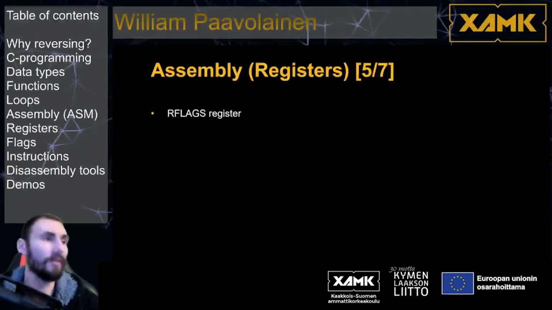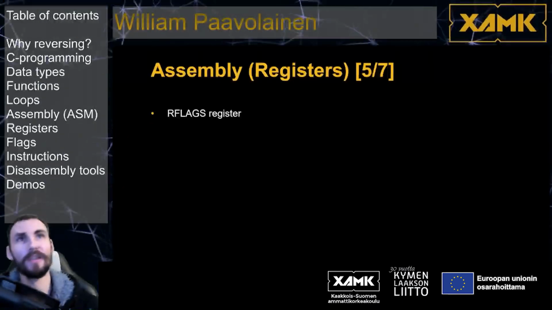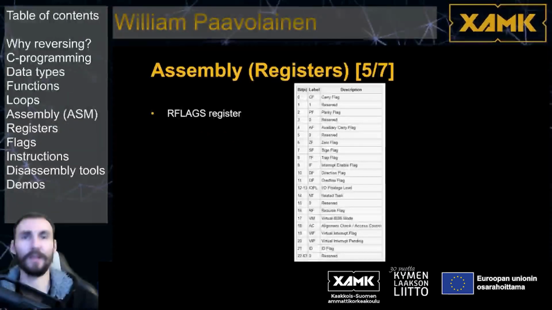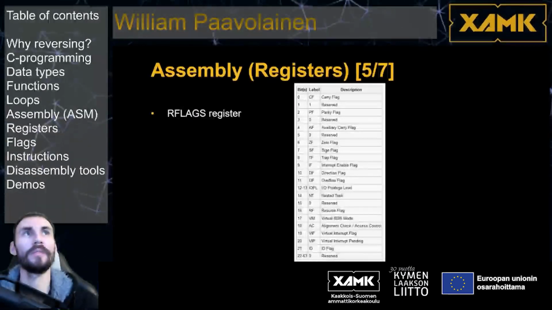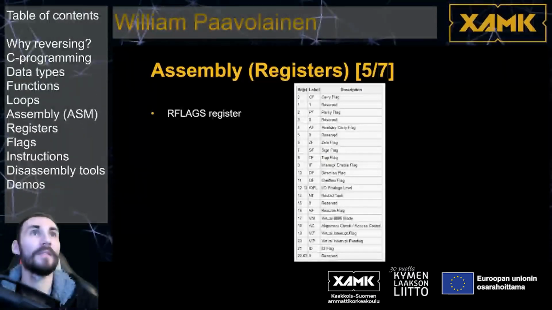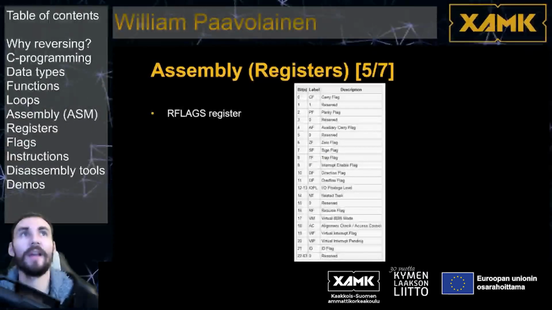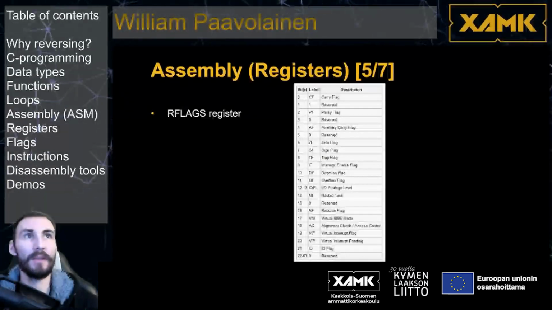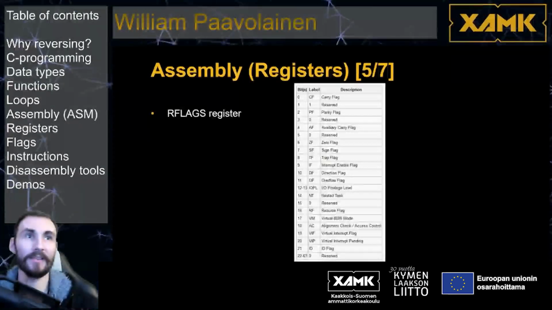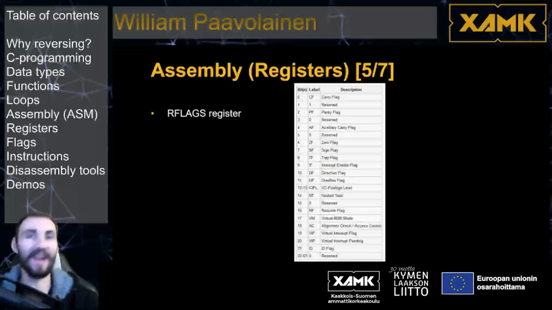Then we also have the flags register. And as some of you probably already noticed, it has an R before it, so it's a 64-bit register in this case. And this works a bit differently. We have bits that correspond to different things. Let's see from the top, the first bit, so bit 0, we have a carry flag. The bit number 6 would be zero flag, and then we have a sign flag, trap flag, and so on and so forth.